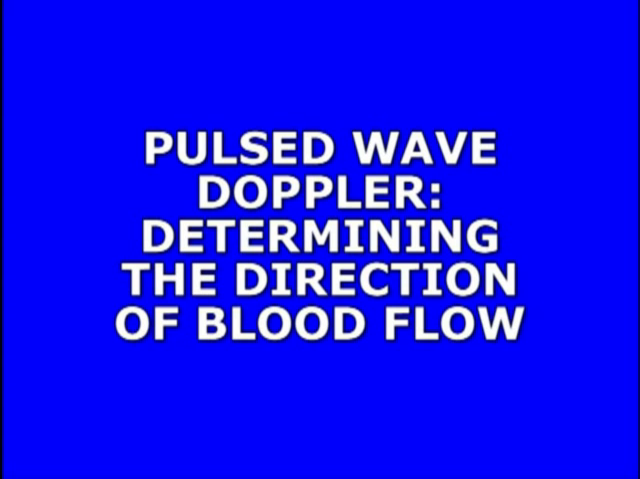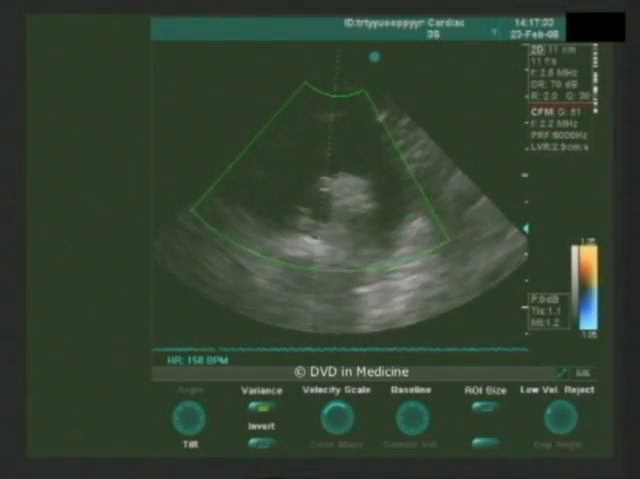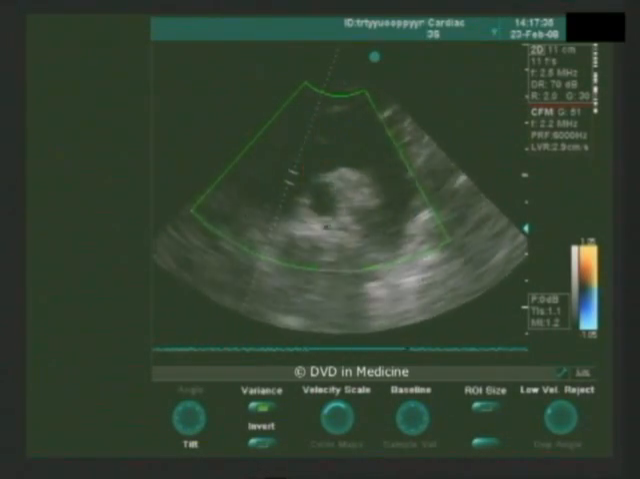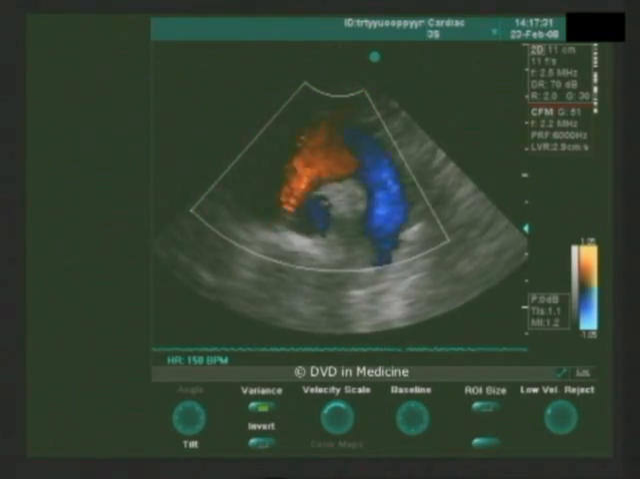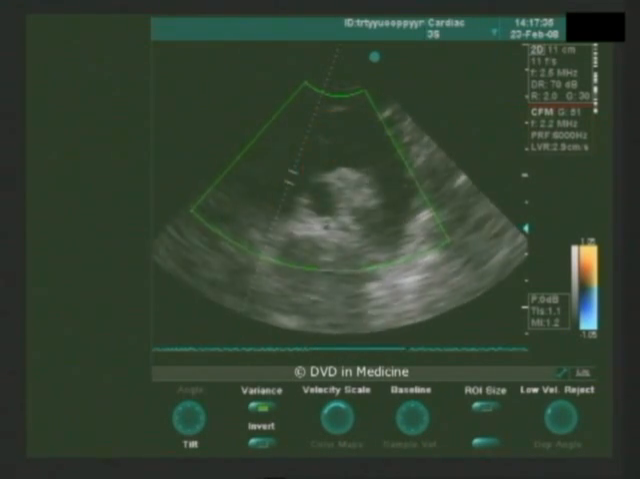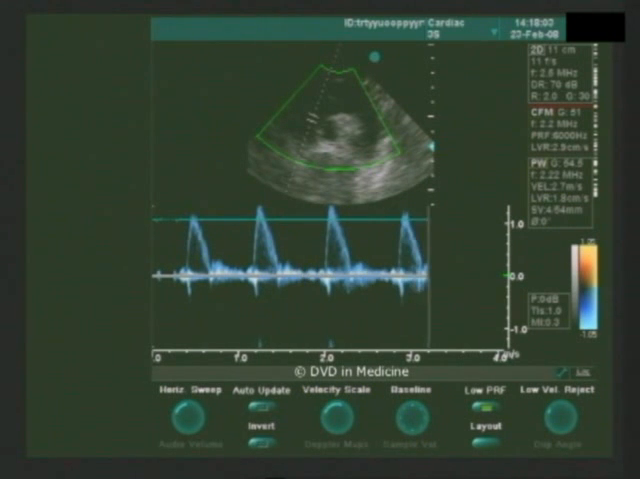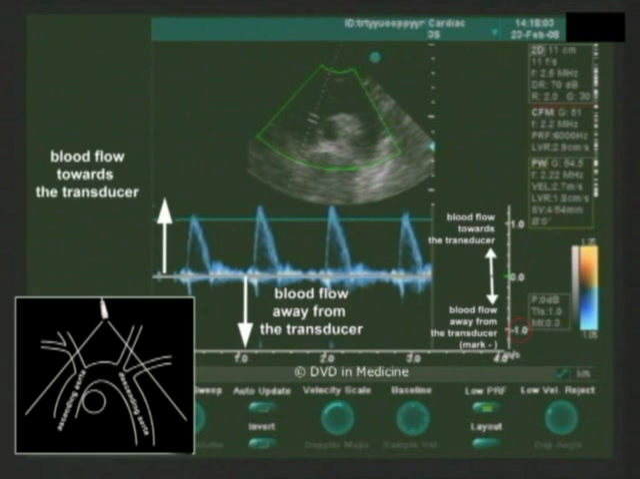Pulsed wave Doppler. Determining the direction of blood flow. To determine the direction of blood flow, one must look at the velocity scale. If the Doppler waveform goes in the direction of the plus mark on the scale, in this case above the baseline, the blood flow is in the direction of the transducer.